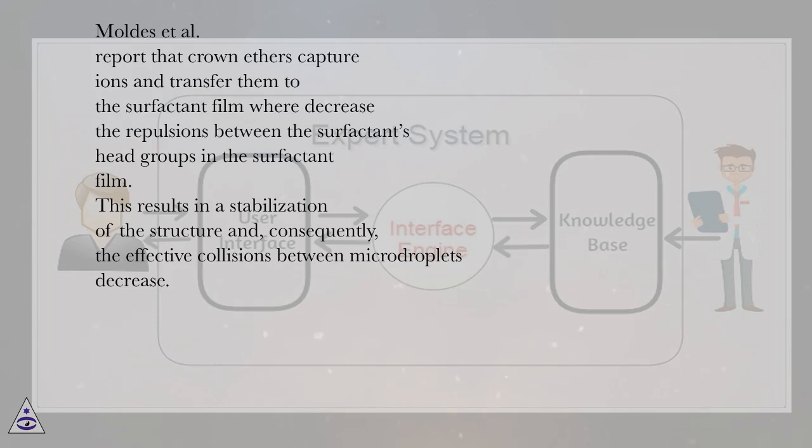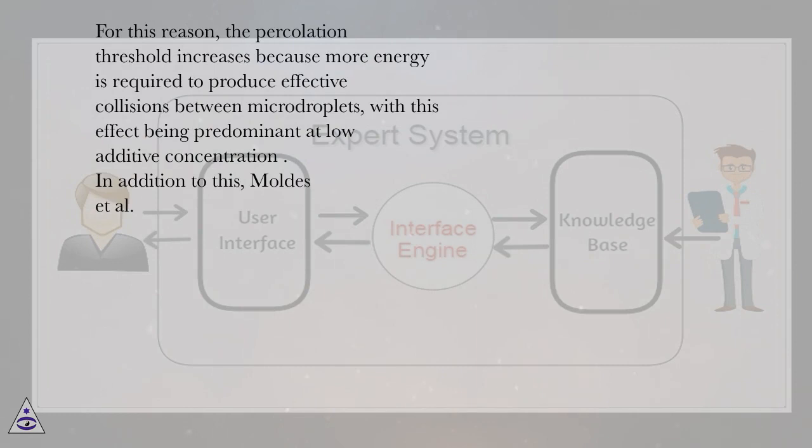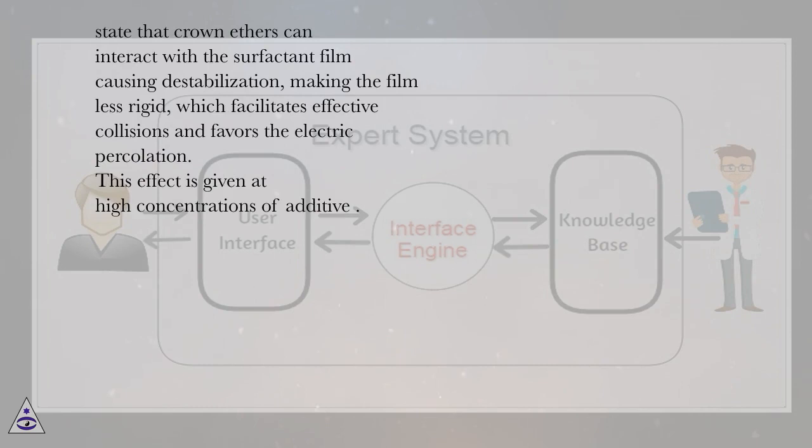For this reason, the percolation threshold increases because more energy is required to produce effective collisions between microdroplets, with this effect being predominant at low additive concentration. In addition to this, Moulds et al. state that crown ethers can interact with the surfactant film, causing destabilization, making the film less rigid, which facilitates effective collisions and favors the electric percolation. This effect is given at high concentrations of additive.